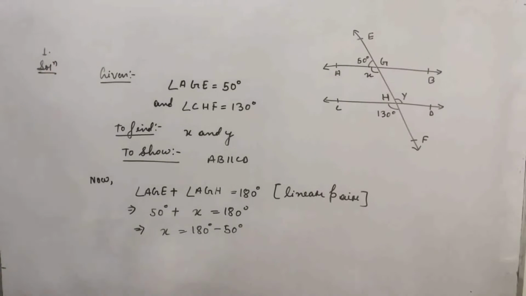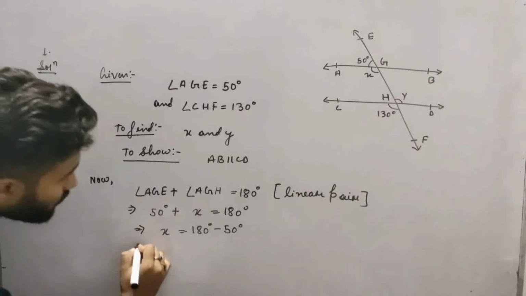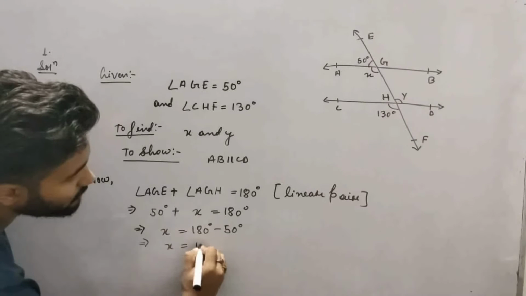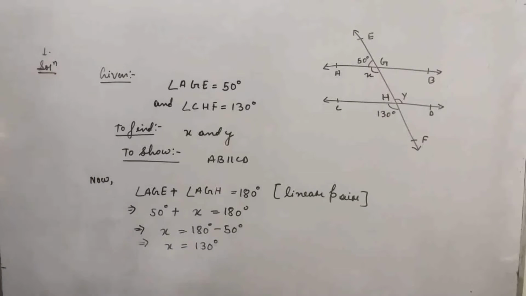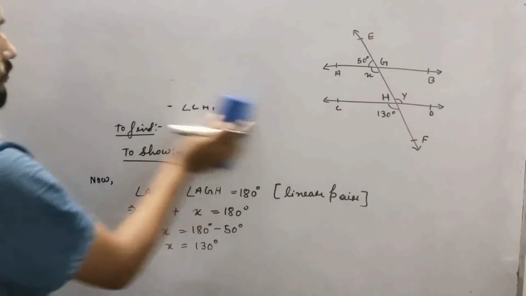So solve the answer. What is 180 minus 50? 130. So which implies our X will be equal to 130 degrees. So we have got X. So Y is very simple. How to find Y?